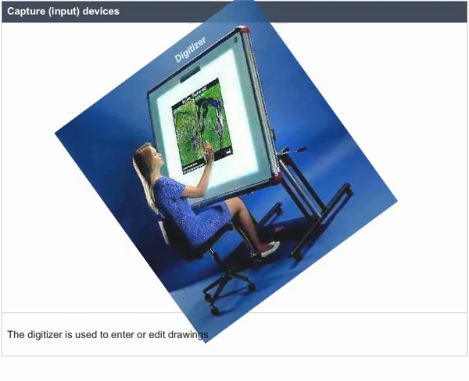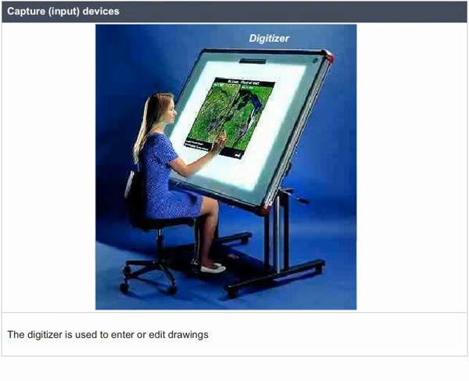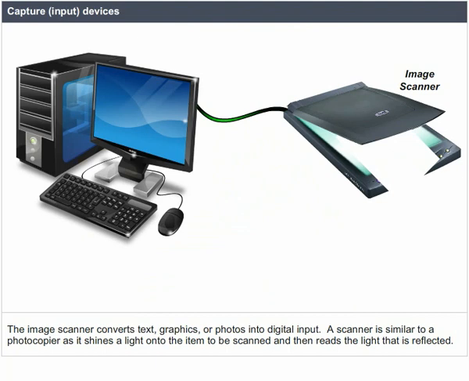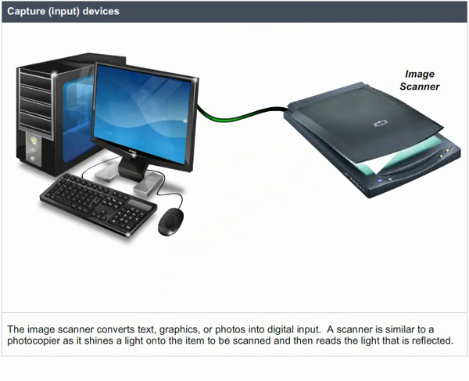Digitizer. The digitizer is used to enter or edit drawings. Image scanner. The image scanner converts text, graphics, or photos into digital input. A scanner is similar to a photocopier as it shines a light onto the item to be scanned and then reads the light that is reflected.